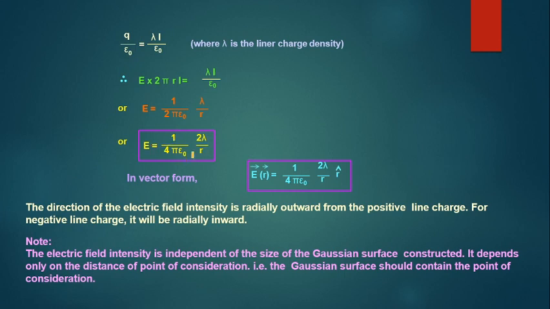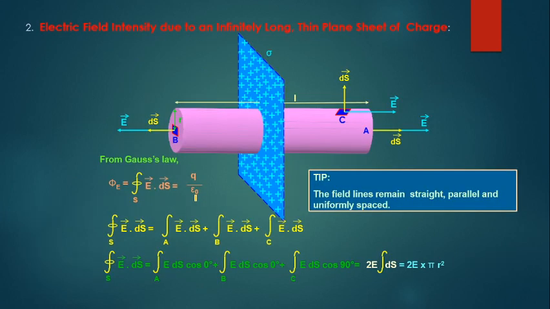E is equal to 2 lambda divided by 4 pi epsilon naught R. Another application of Gauss theorem is the electric field intensity due to an infinite plane sheet of charge. This is the plane sheet of charge. The surface charge density is sigma, uniformly distributed over the sheet. In this case, we also have to use an imaginary Gaussian surface to calculate the electric field intensity.